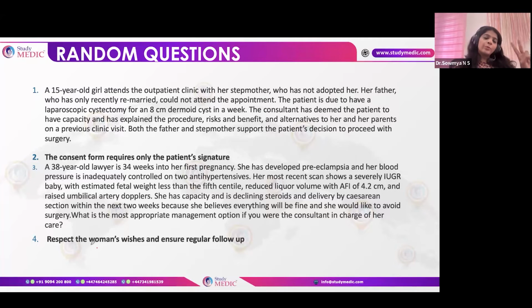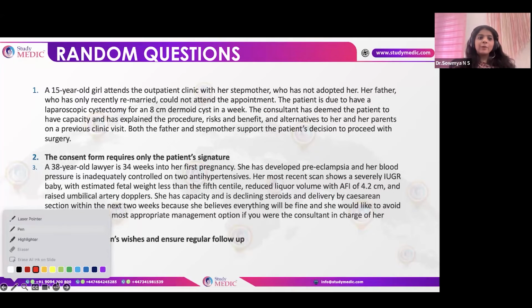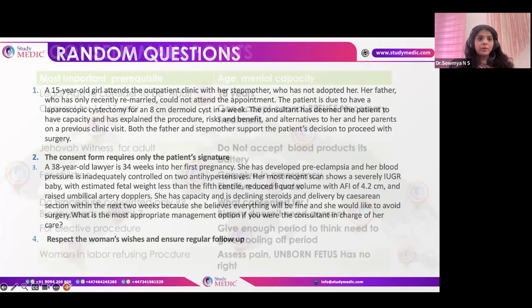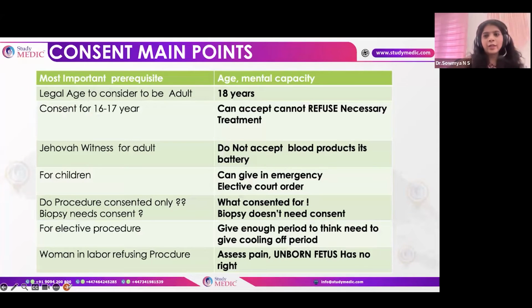You might have two options. One is respecting the woman's wishes, the other one is respecting the woman's wishes and ensuring regular follow-up. Then you have to go for this. Remember, the mother has a say because once the baby is born, it is an individual, but the unborn baby has no right. Okay, let's move to the consent main points.